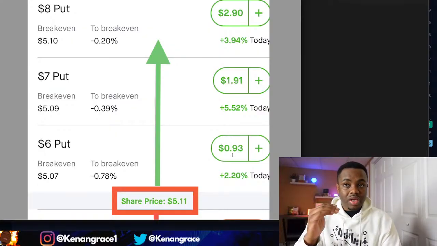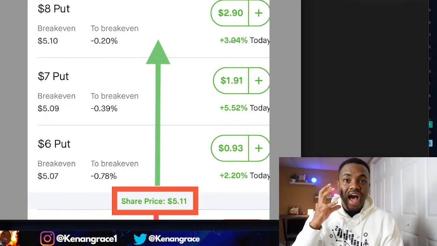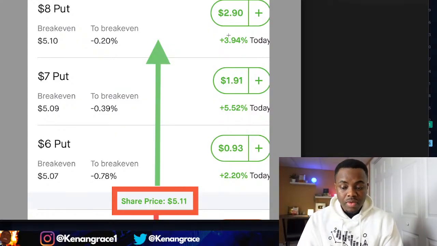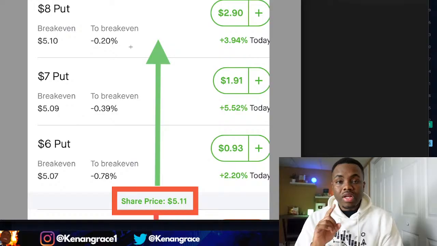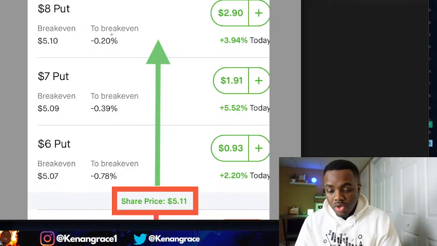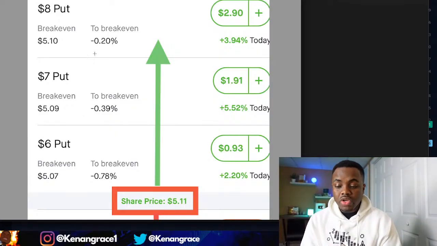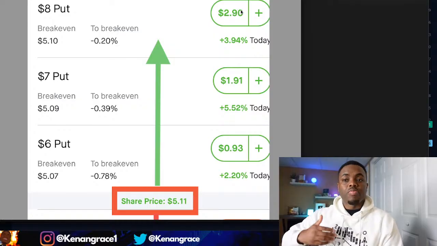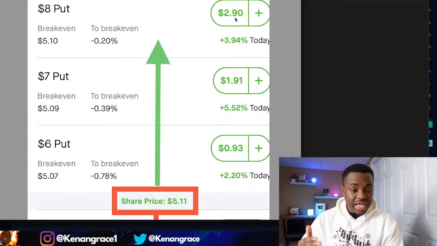We are going in the money and then deeper and deeper in the money. The deeper in the money you go, the higher the price of the option. But notice, this one's going to cost you $290. This one's going to cost you $93. This one up here is going to cost you $290. But look at the break evens. This one only needs to fall 0.2%. This one needs to fall 0.7%. So what you're doing is when you pay more, you're paying to have less risk. You're paying for less risk, but less risk, less reward.